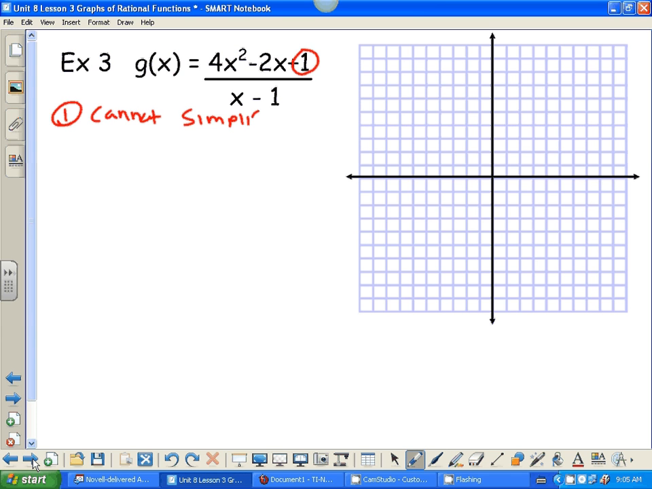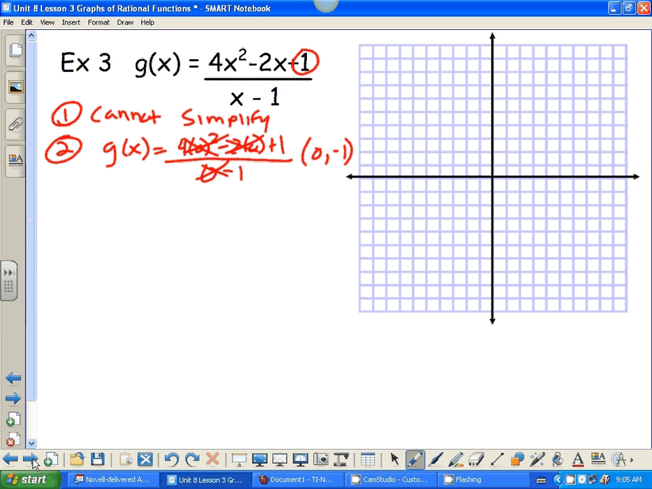Okay, we cannot simplify. 2, let's find our y-intercepts. That's pretty easy. It's going to be 4 times 0 squared minus 2 times 0 plus 1, all over 0 minus 1. That cancels, that cancels, that cancels. So my y-intercept is going to be (0, negative 1).